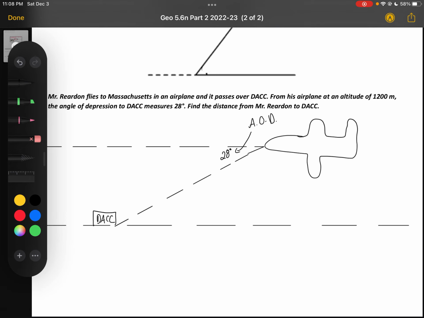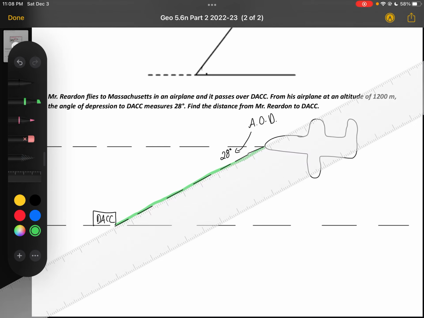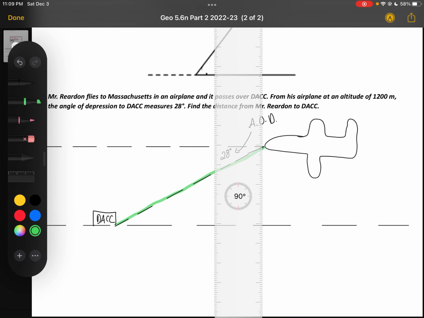And what we are trying to measure is the distance from Mr. Reardon to DACC. So if I'm in the airplane, we're going to see that the distance from me to the airplane is this green line right here. It's going to be our hypotenuse. So we have a couple of options for solving this.